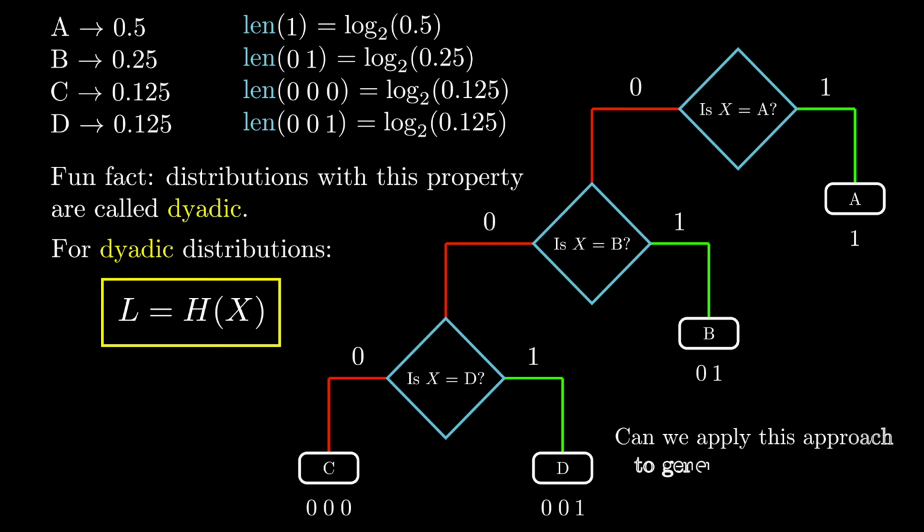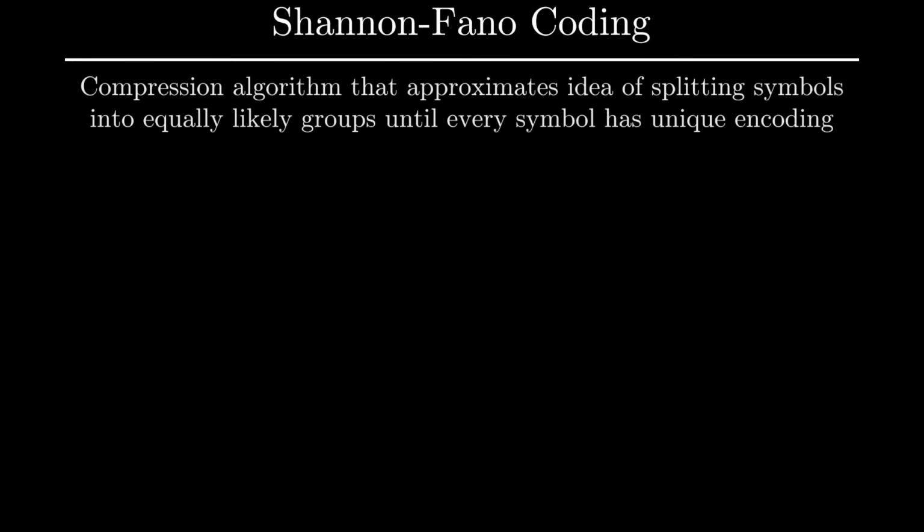A natural question from here is, can we extend it to any general distribution? This is exactly what both Shannon and Fano tried to do. In fact, what we did here basically inspired one of the first widely used compression algorithms proposed by Shannon and Fano, which they aptly named Shannon-Fano Coding. When you invent fields like information theory, you can basically name everything after yourself. Shannon-Fano Coding attempts to approximate the idea of splitting our symbols into equally likely groups and proposes an algorithm to do it on general distributions.